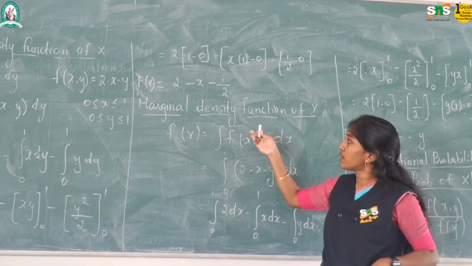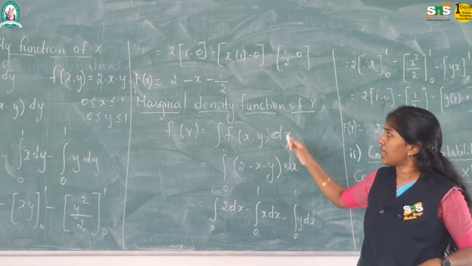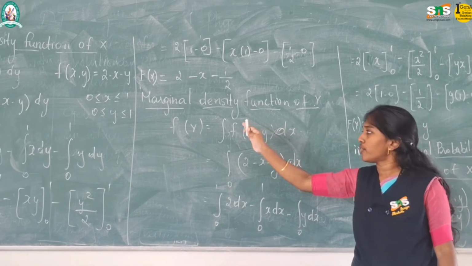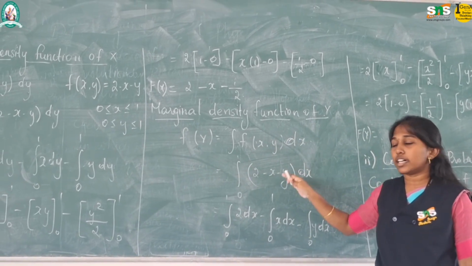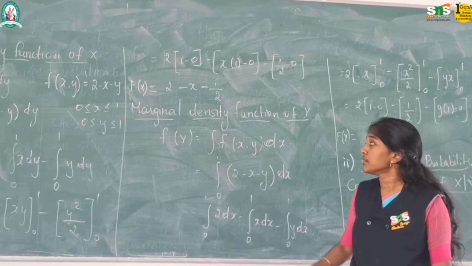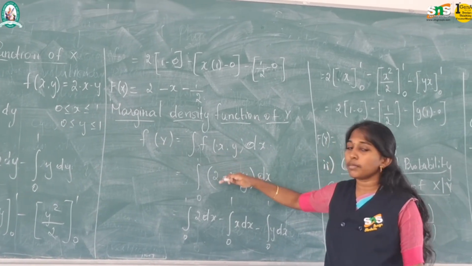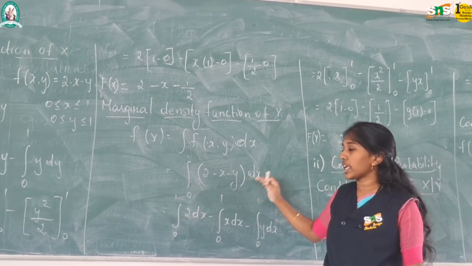So next we are going to find the marginal density function of y. The formula for the marginal density function of y is f(y) = integral of f(x, y) dx. We will follow the same procedure as in the previous term. So instead of f(x, y) I am going to substitute the term which is given in the question, that is 2 - x - y, into dx.